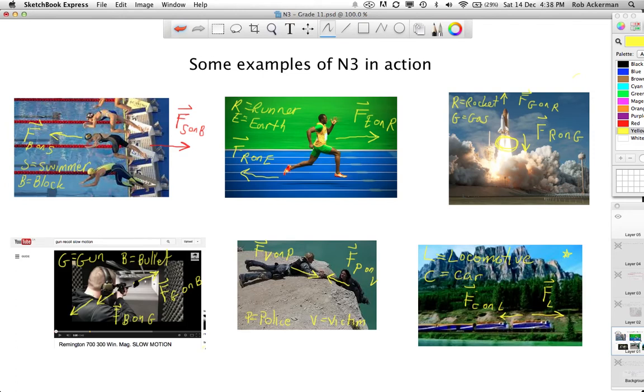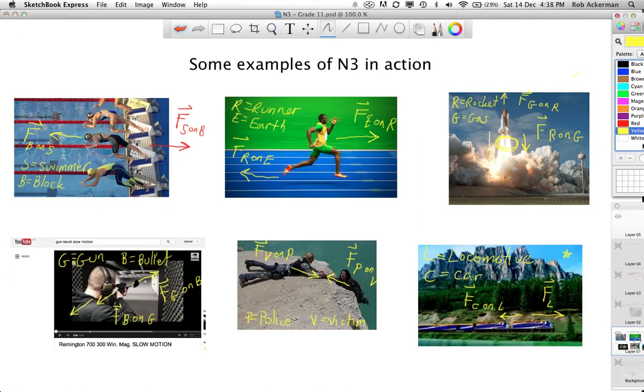For every force that someone chooses to exert, swimmer on the diving block, runner on the earth, spaceship or rocket on gases, and so on, there is a force going the other way acting on the original object. So here the blocks return a force on the swimmer. The earth returns a force on the runner. The gases return a force on the rocket, and so on.